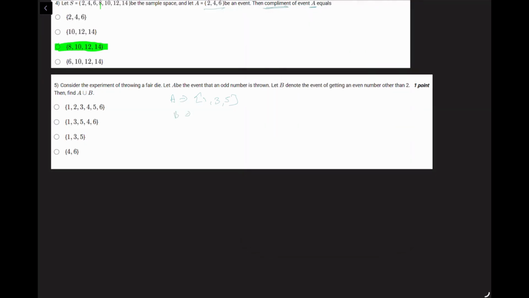B is the event of an even number other than 2. So it's going to be 4 and 6. And you are asking what is A union B, which is the combination of these. So this is going to be 1, 3, 5, 4, 6.